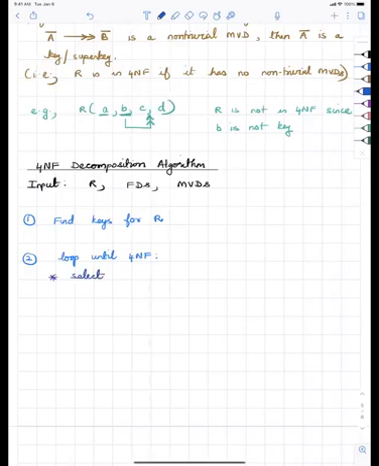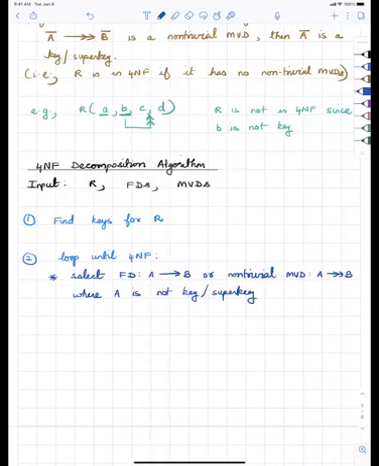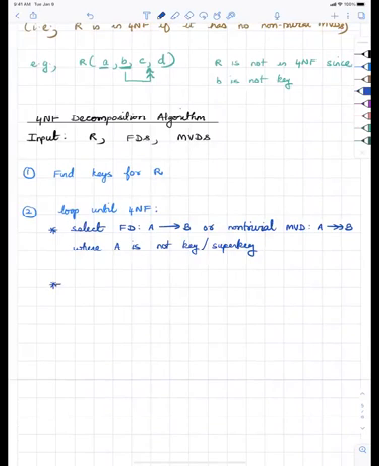You select a functional dependency where A goes to B, or a non-trivial MVD. That's why it's very important to remember what a trivial MVD is. So, a non-trivial MVD, A multi-value determines B, where A is not a key or super key. And remember, if a functional dependency holds, it is also a multi-value dependency, because if A functionally determines B, then A multi-value determines B.